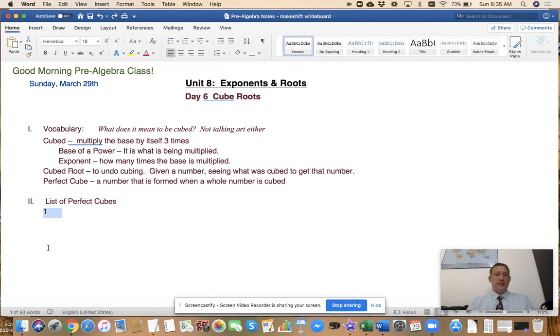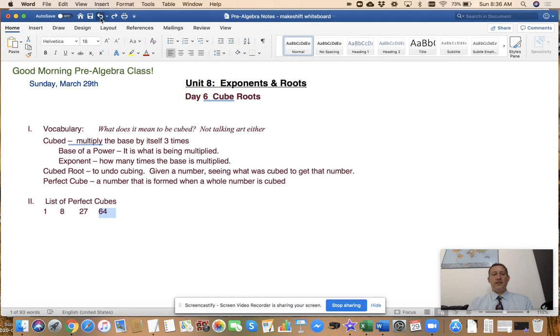1, the perfect cube of 1 is 1 cubed. So that's 1 times 1 times 1. What's 2 times 2 times 2? 8. That's right. 8's also a perfect cube. What's another perfect cube? 27. Very good. What's another perfect cube?